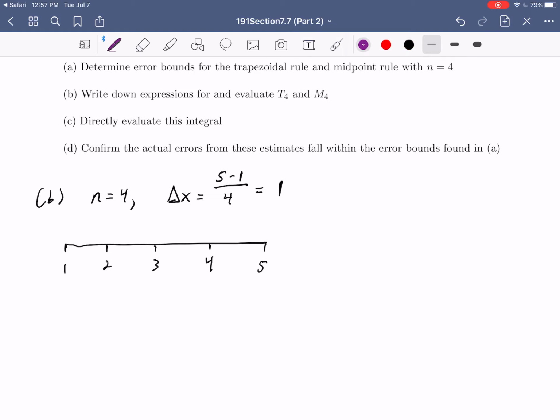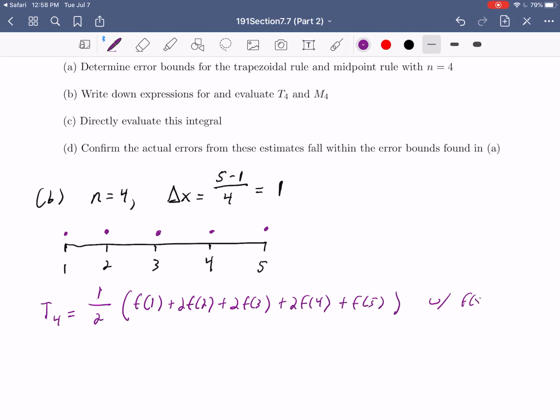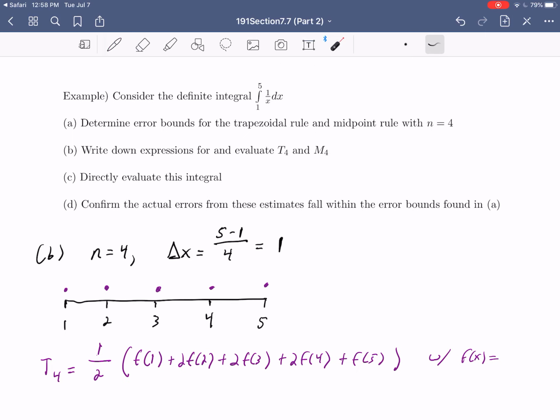And when we go to do the trapezoidal rule, remember the trapezoidal rule is going to use every one of these. We're going to go ahead and take these individually, and then we're going to double the result of our approximation from each of these. So remember that T4 here is going to be delta x over 2, so it's going to be 1 over 2, times f at 1 plus 2f of 2 plus 2f of 3 plus 2f of 4 plus f of 5, with f of x being equal to the function that we're trying to perform the definite integral of, which is 1 over x.